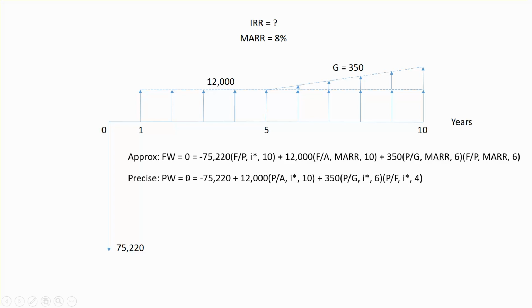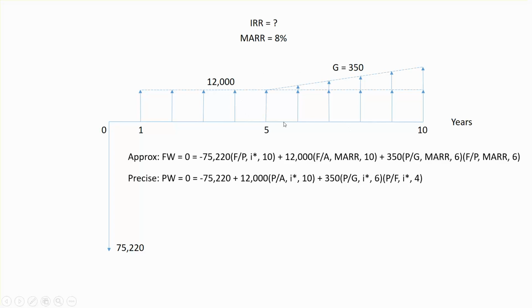We're going to use the present worth, setting it to 0. The 12,000, we're going to bring that back to a present worth. The gradient, it is over 6, and the reason it isn't 6 is because if you count the number of arrows, there's 1, 2, 3, 4, 5, plus 1 for the 0. Remember, gradients always have a 0 starting point. And so this gradient is over 6 years.